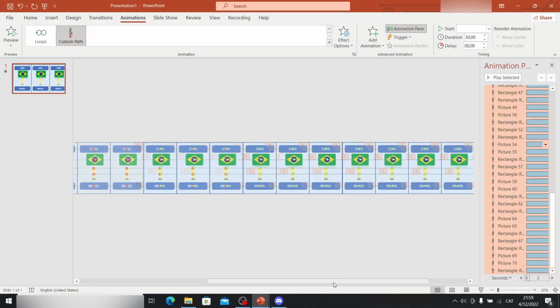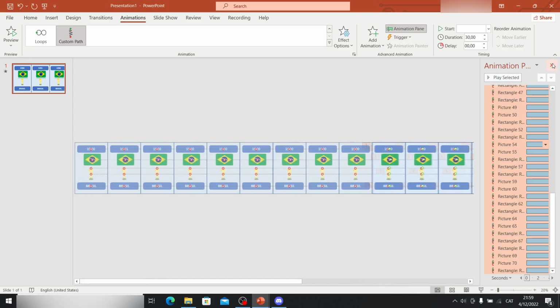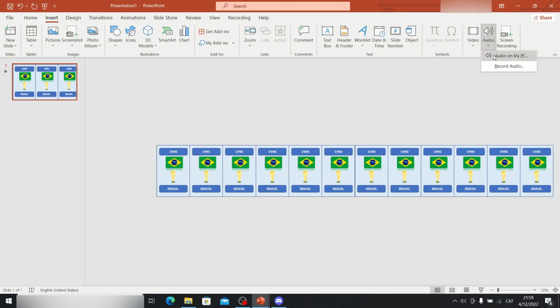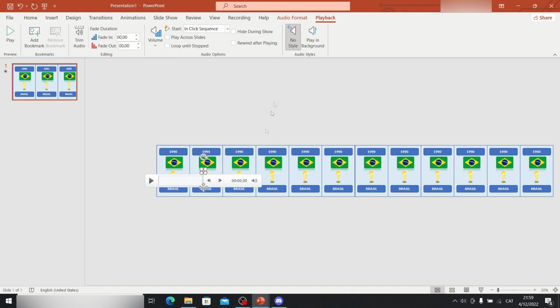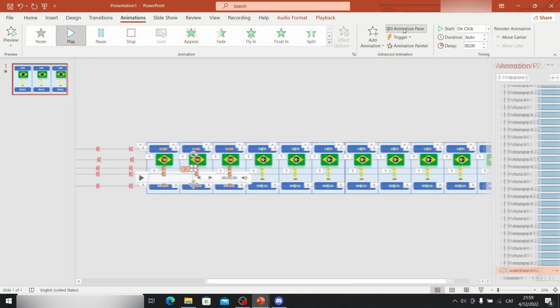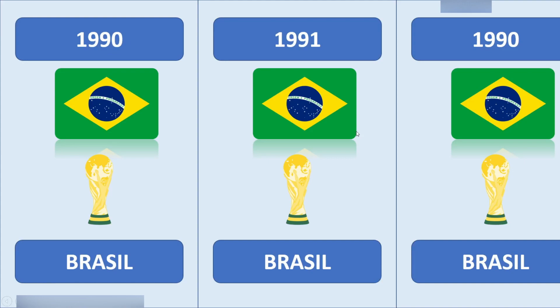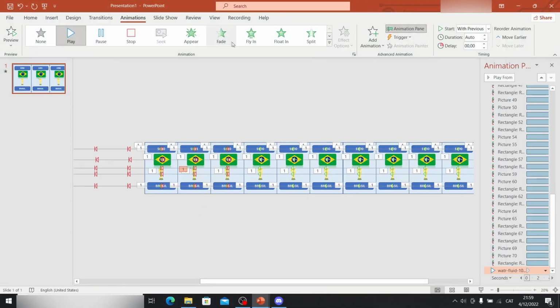Okay, so then what we're going to do is add the music as I told you before. So we're going to insert and then go to audio, my PC, and I'm going to select music I have here, and we're going to say play across all slides and then hide during show, so that you can't see this icon while presenting. Finally you have to go to animations, animation pane, and select the music and say start with previous. With that, you automatically have music playing when the presentation starts.